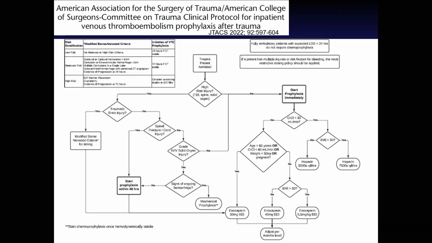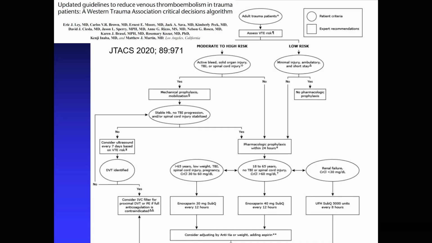Utilizing data from these and other primary literature sources, several consensus guidelines regarding VTE prophylaxis in trauma patients have been developed. I would submit the two most helpful guidelines currently are those endorsed by the AAST, as pictured here, and the Western Trauma Association, as pictured here. Now, there are many similarities between the two, but also a few notable differences, and we'll discuss these as we move forward.